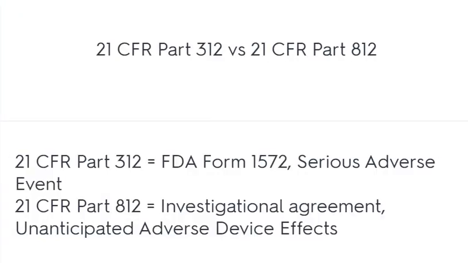21 CFR Part 312 versus 21 CFR Part 812. 21 CFR Part 312 equals FDA Form 1572, serious adverse event. 21 CFR Part 812 equals investigational agreement, unanticipated adverse device effects.